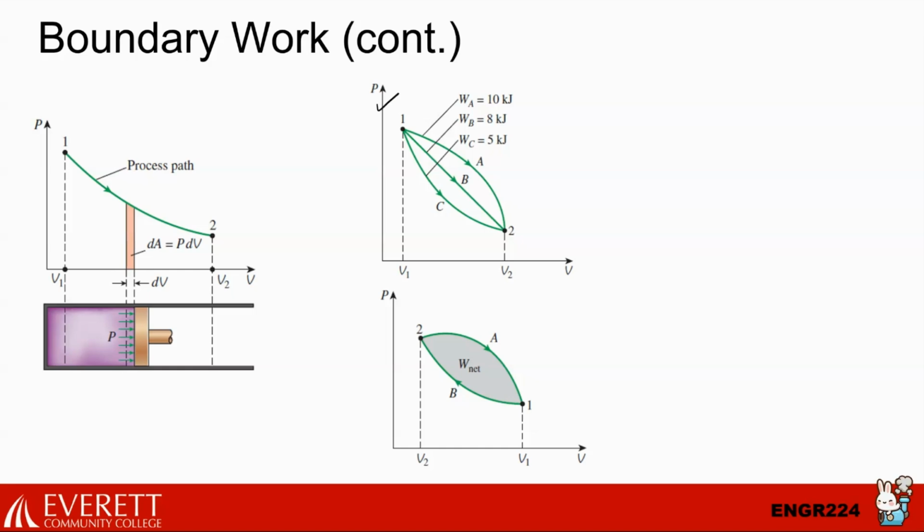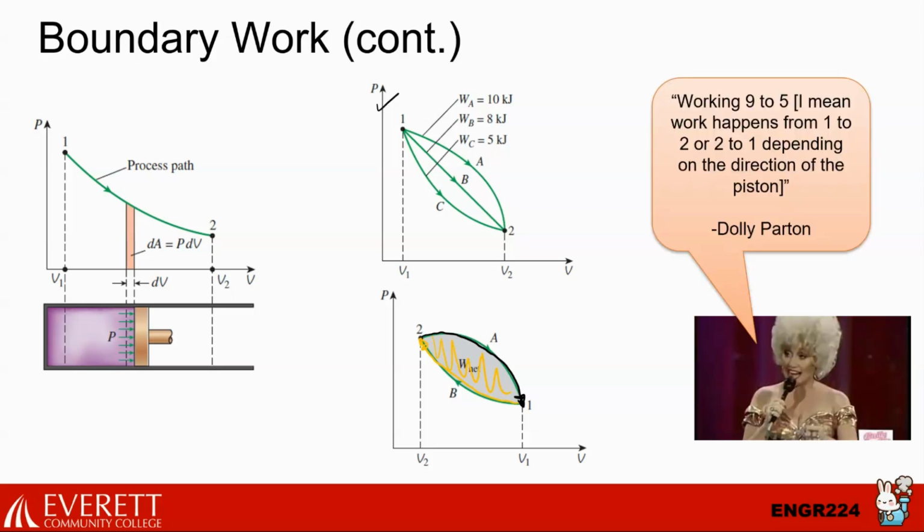So A, B, and C all have different work. And then we'll eventually talk about this idea of going from 2 to 1. So as one direction, and then we could go the other direction, 1 to 2, and one will do positive work, one will do negative work, and so the difference between those will be our net work, or what's happening in there. So we're really thinking, as Dolly said, working 9 to 5, working 1 to 2 or 2 to 1, depending on the direction of the piston.